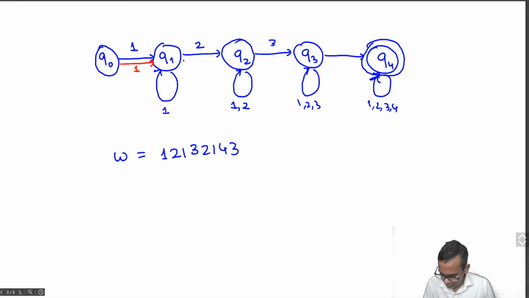and then there is a 2, so we use this 2 to transition to the state Q2, and then there is a 1, so we use that 1 to transition back to the state Q2 because there's an edge coming out from Q2 which goes back to Q2 and it's labeled 1. And then there is a 3, so we go to Q3. Then there is a 2, so we go like this. Then there is a 1, so again we go like this. And then there is a 4. Oops, there should be a 4 here.